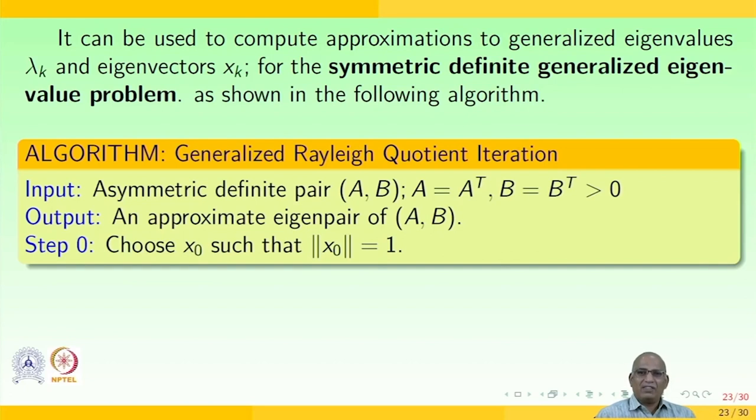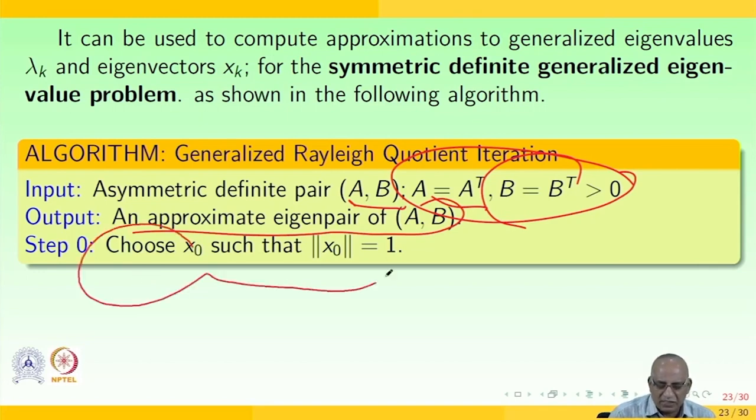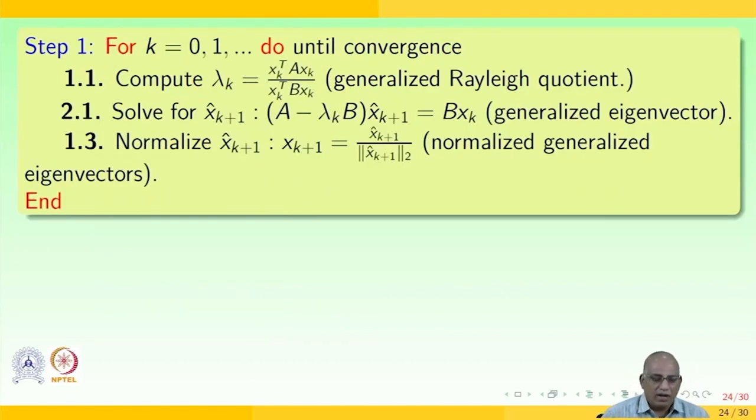So the generalized Rayleigh quotient iteration algorithm is as follows. The input is a symmetric definite pair A, B, that is A equals A transpose, B equals B transpose, both greater than 0, and the output is an approximate eigenvalue of the pair A, B. Step 0 is to choose x0 such that the norm of x0 is equal to 1. And step 1 is, for k equals 0, 1, 2, etc.